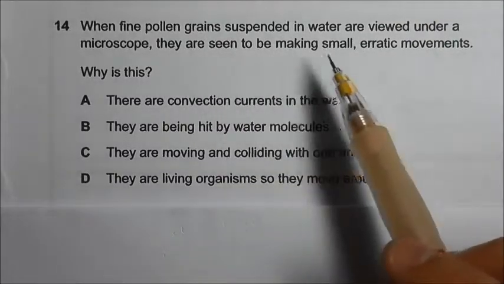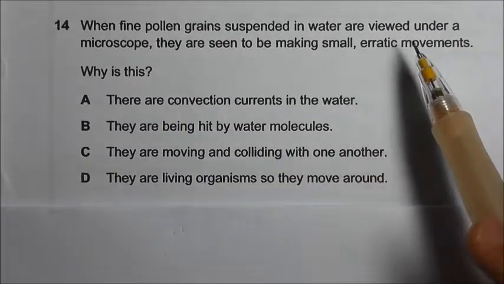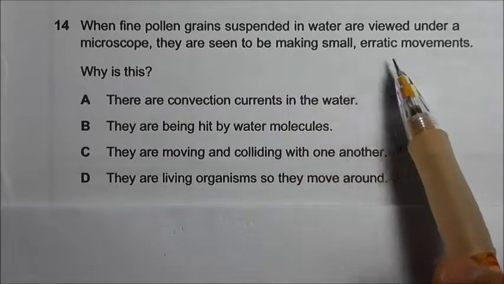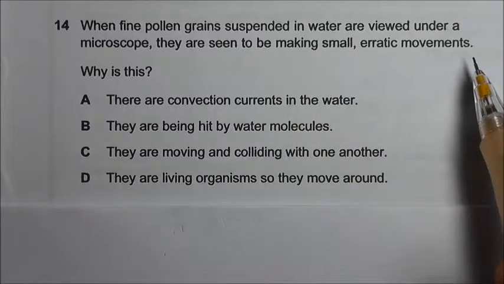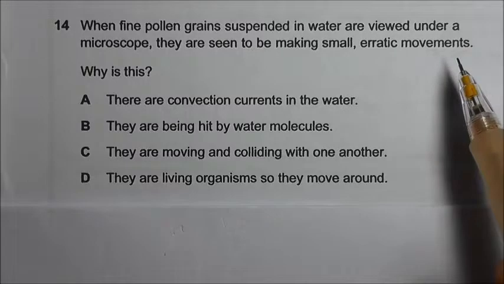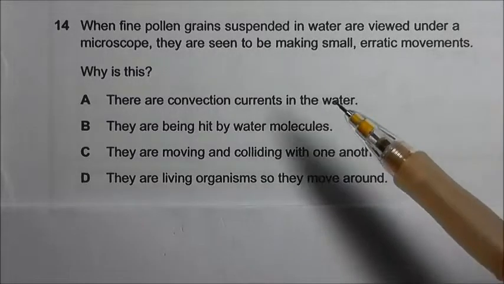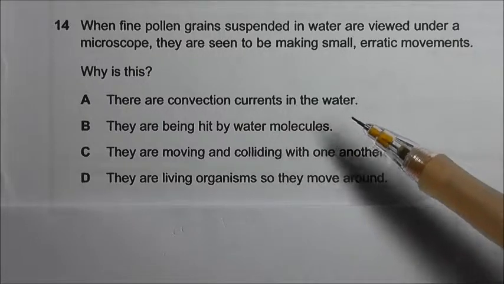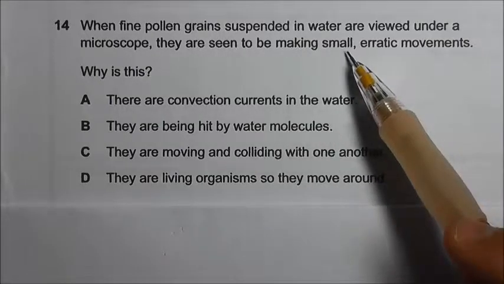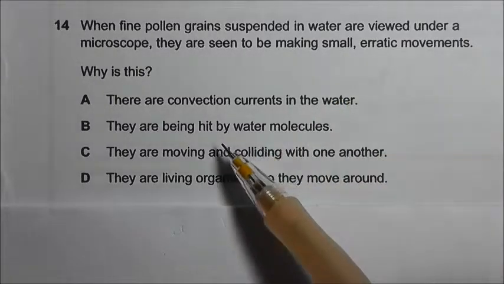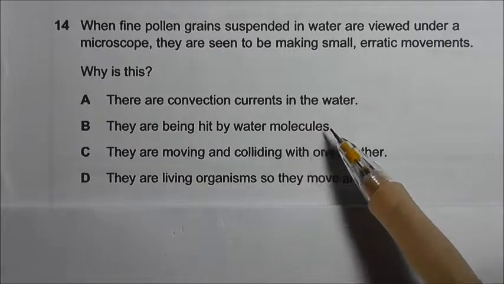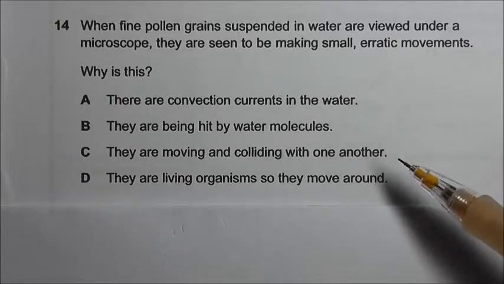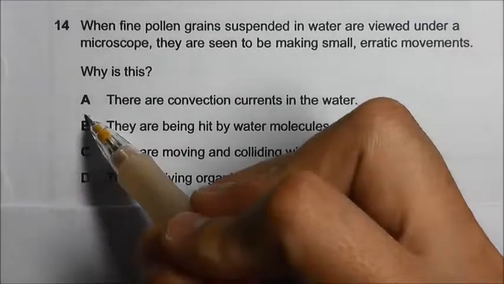When fine pollen grains are suspended in water, they are seen to be making small erratic movement under a microscope. What is the reason for this? The pollen grains, by right, should not be moving on their own. The reason why they are moving in this manner is because they are constantly being hit by the water molecules that are moving in random motion. So the answer should be B.